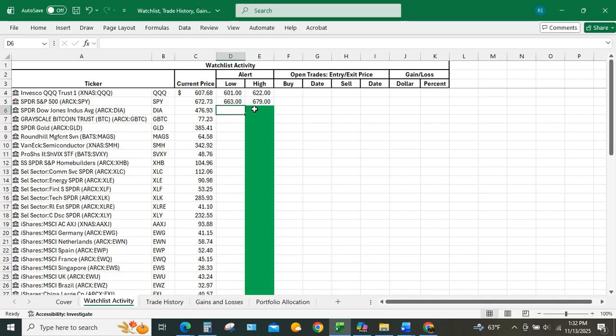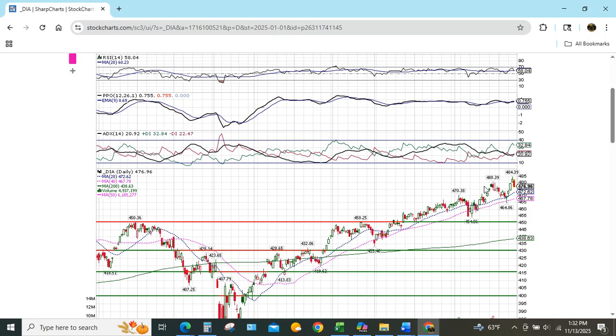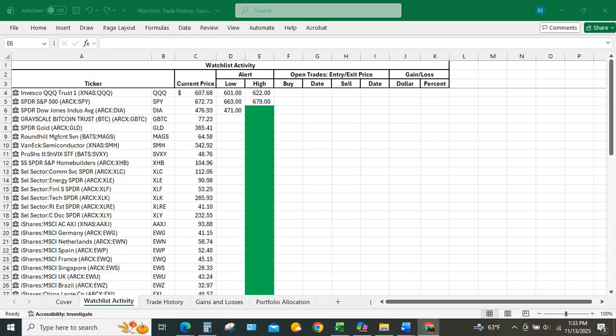And I'm not going to go into details as to why I'm picking these numbers right now, but in future videos, I'll be able to explain more behind the reasons for my choices here. Now on the high side, it's already above the 20, so I could do a high of 485. That would be a new high. I'll just do 485 there.